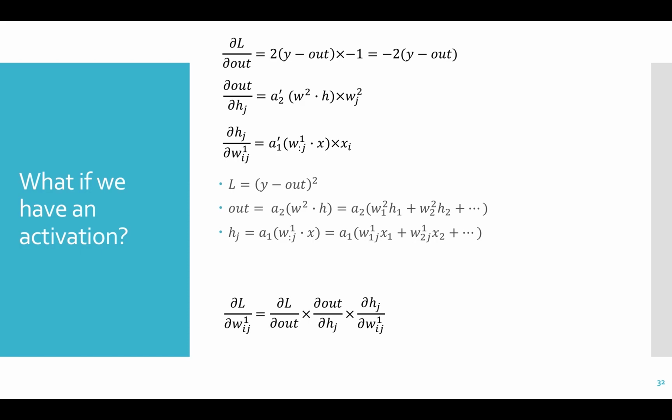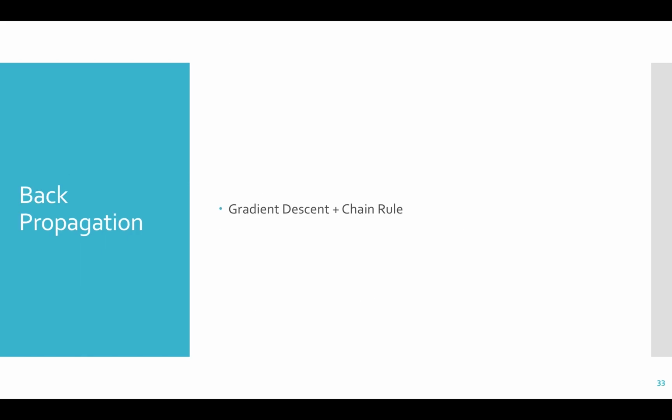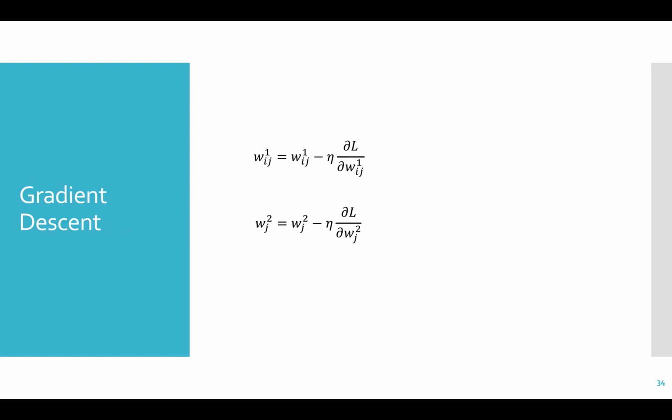Then we take the partial of h sub j with respect to w1 sub ij, which is A1 prime times x sub i. Multiplying all the partial derivatives together gives us our final partial derivative of L with respect to w1 ij. Remember that backpropagation is just the gradient descent rule plus the chain rule. Now that we have our partial derivatives, we can update our weights like this using our gradient descent equation.